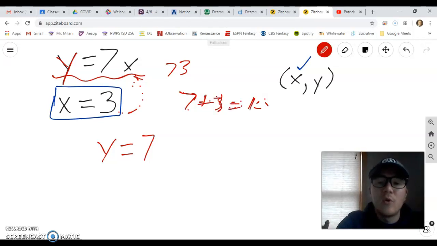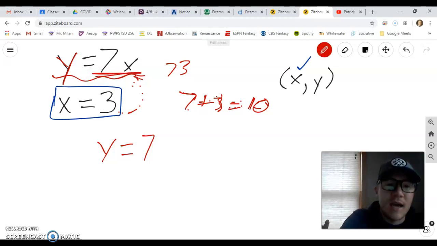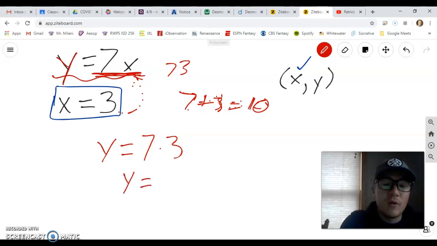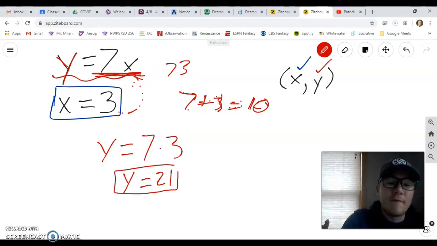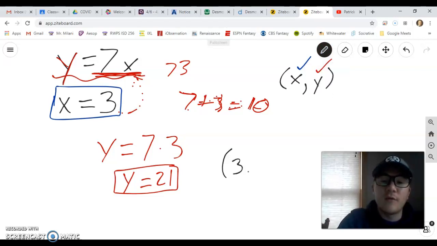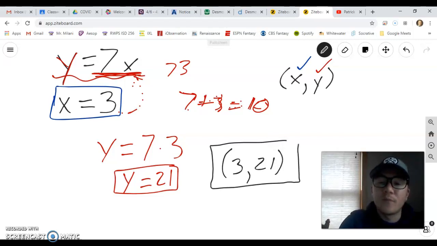What happens when a variable is connected to a number? You're multiplying. This is 7 times x. So instead of an x, we plug in the 3, it's now 7 times 3. So then my y will equal 21. 7 times 3 is 21. So now, boom, got my y value figured out, and my final answer is going to be that ordered pair of an x value of 3, y value of 21, and that one's done.